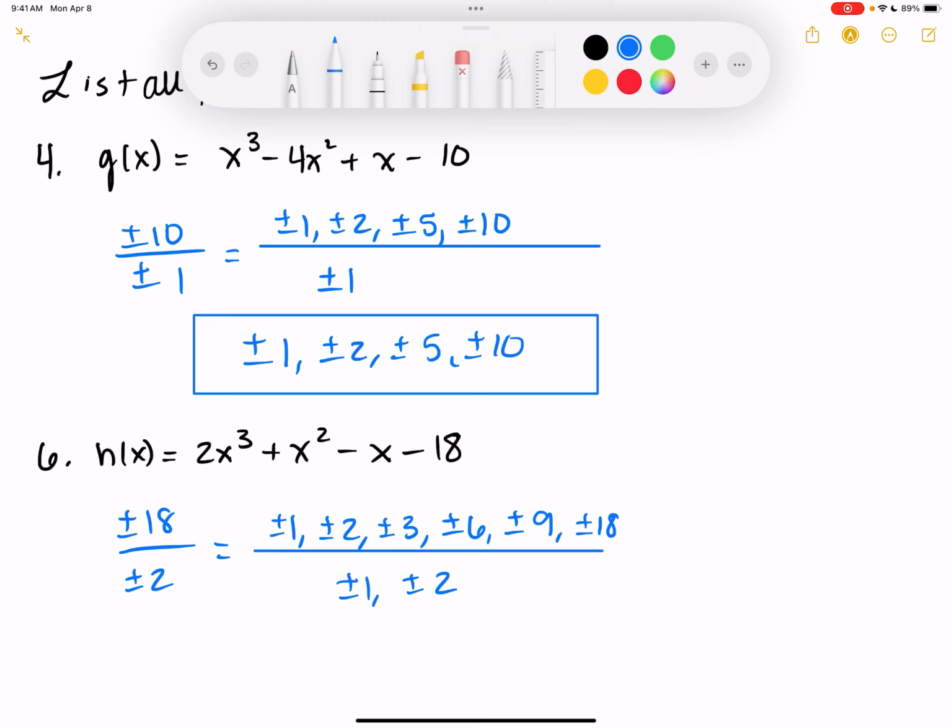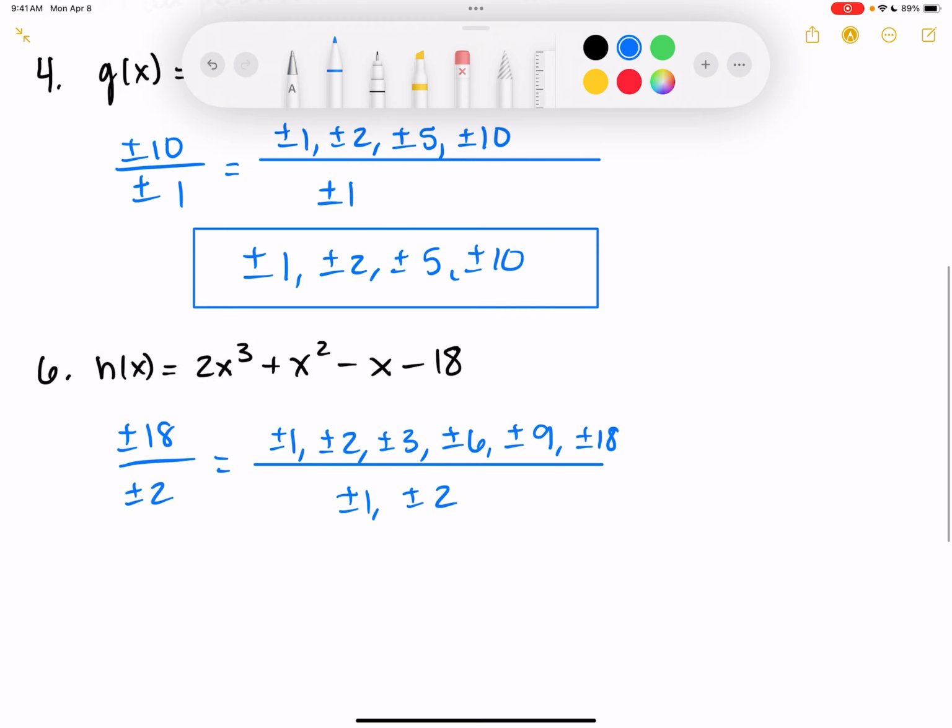So now, when I go to write them all out, the first time I do it, I write all of these numbers over 1. Then the second time I do it, I write all of these numbers over 2. If there's any repeats, so like when I get to 2 over 2, that's going to reduce to 1. I'll already have 1 written. It doesn't get written again. It only gets written one time. So this would be plus or minus 1, plus or minus 2, plus or minus 3, plus or minus 6, plus or minus 9, plus or minus 18.